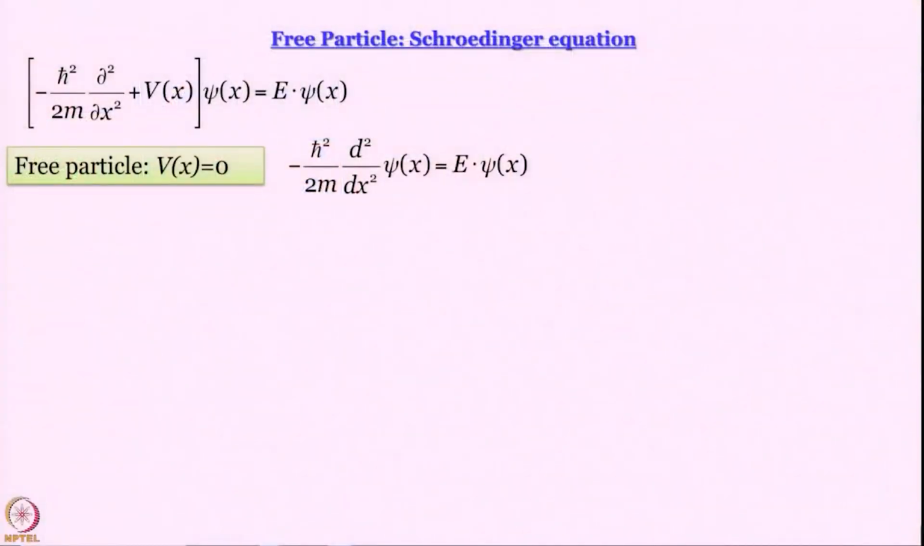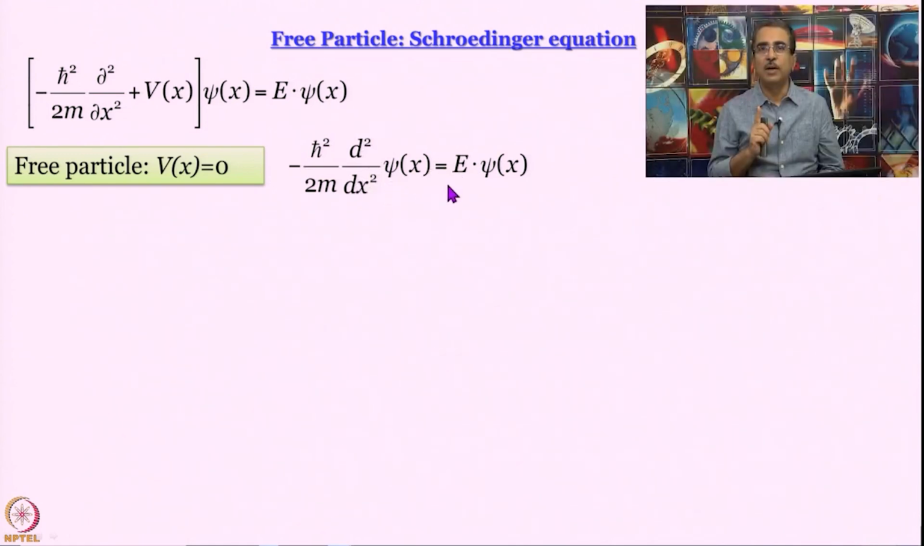So, the Schrodinger equation then for a free particle boils down to this: minus h cross square by 2m multiplied by d2 dx2 psi of x. Now, we are working in one dimension to start with. If we are working in 3 dimensions, if we said the particle is free in all directions, then I just have to add d2 dy2 and d2 dz2, and psi would have been a function of x, y and z, right, not very difficult to extrapolate from here.